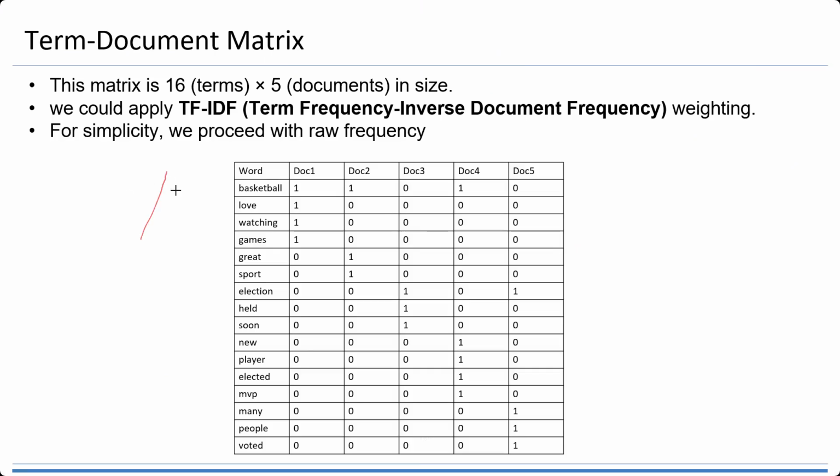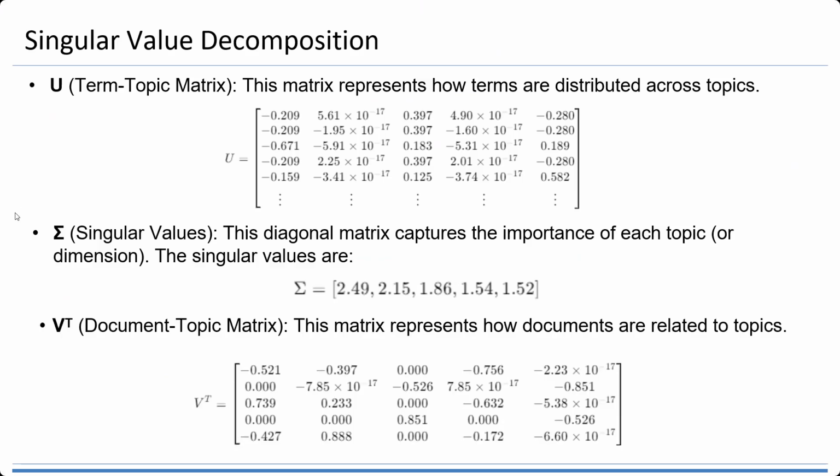So this is A. The A matrix can be decomposed into U, which is this matrix, multiplied by the sigma, the singular values, multiplied by V transpose. Okay, so this is the singular value decomposition.